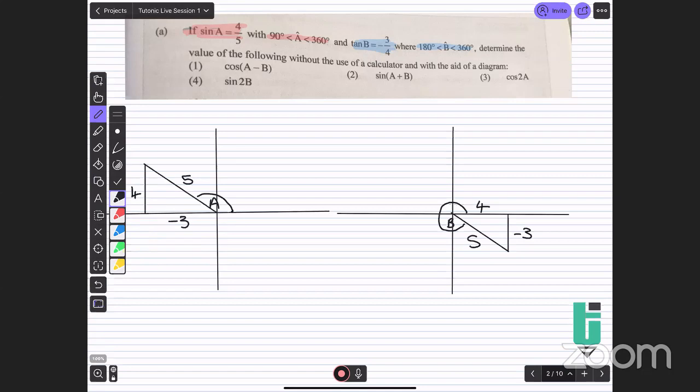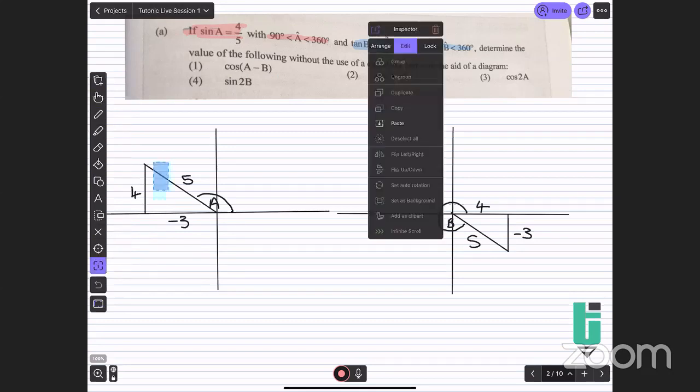Okay, so this is all before we look at the question, right? This is all before we look at the question. This is just setting up the question. So just from them telling me this, I can already draw all of this. Now they say cos(A - B). What does that remind you of? Does it remind you of it?